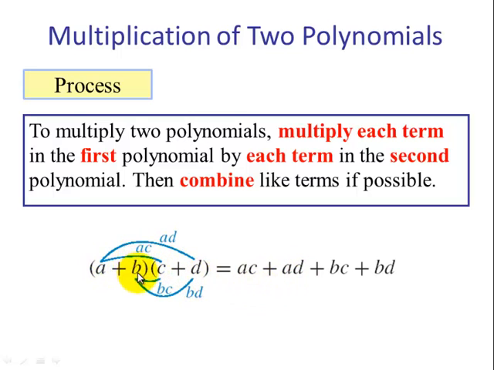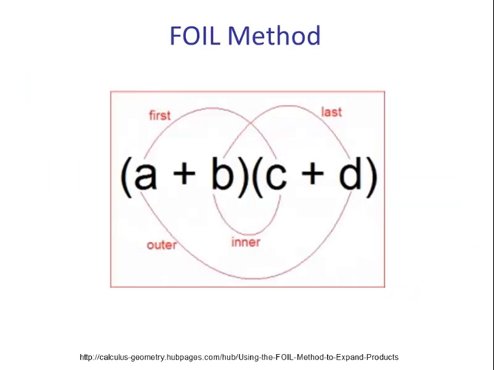Next, we go to b and we distribute b to the second polynomial. So we have b times c plus b times d. As this one stands, all these are different terms, so we can't combine them, and we're finished. Now another method of multiplying binomials is what we call the FOIL method.